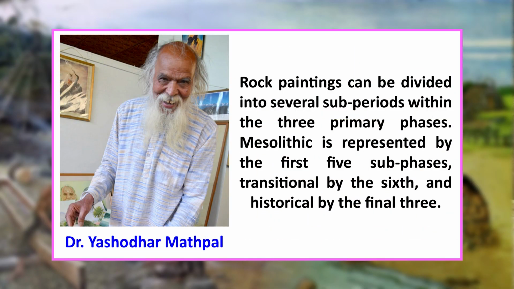According to Mathpal, rock paintings can be divided into several sub-periods within the three primary phases. Mesolithic is represented by the first 5 sub-phases, transitional by the 6th and historical by the final 3. There are 16 distinct hues or tints, with white and light red being the most popular.